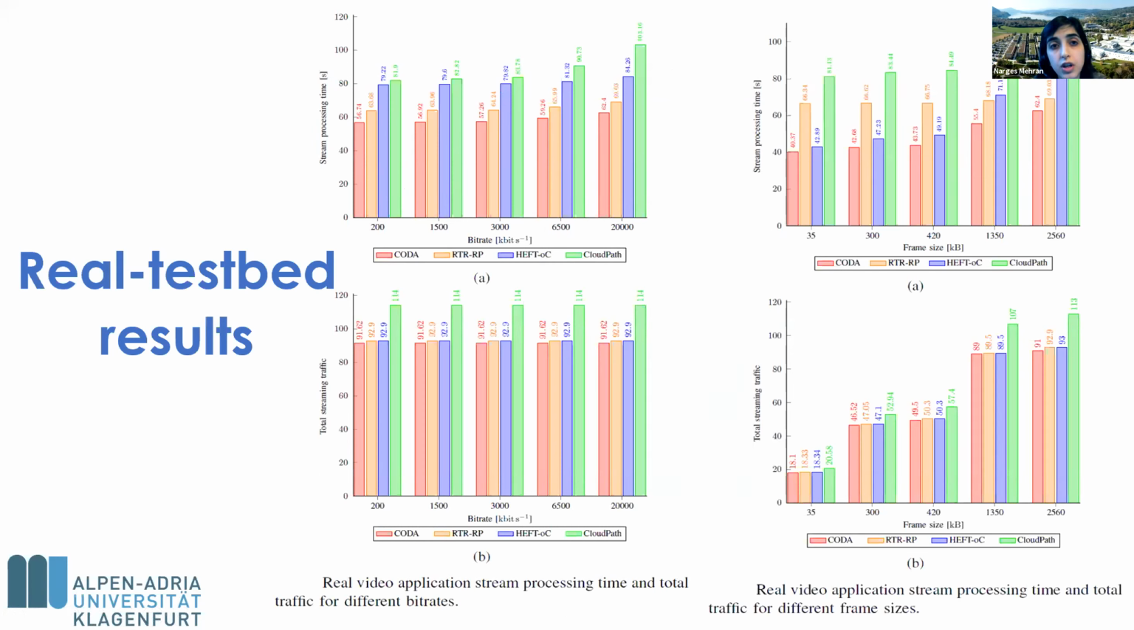In both scenarios, we reached an improvement of almost up to 45% in comparison to the state of the art in terms of the stream processing time. In the total streaming traffic, because of considering one type of application, the three methods didn't have that much difference from each other, although in the scenario that the frame size was getting changed, the total streaming traffic was getting increased.